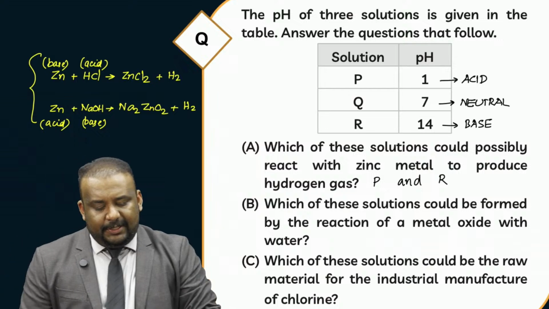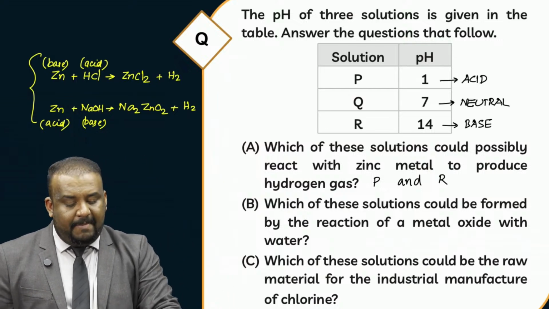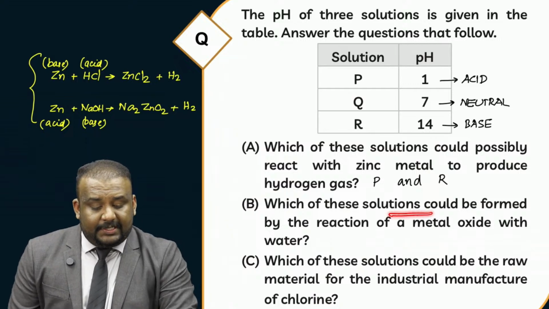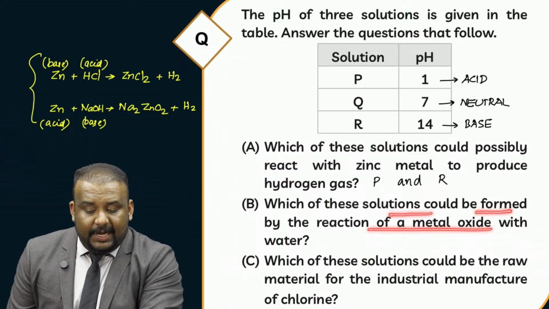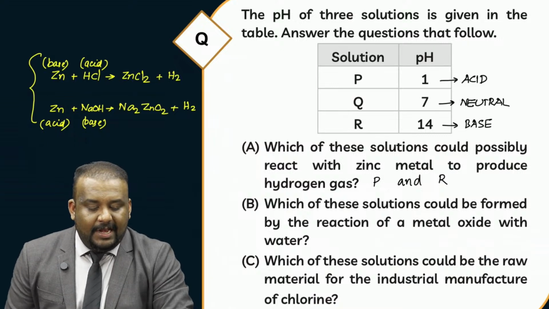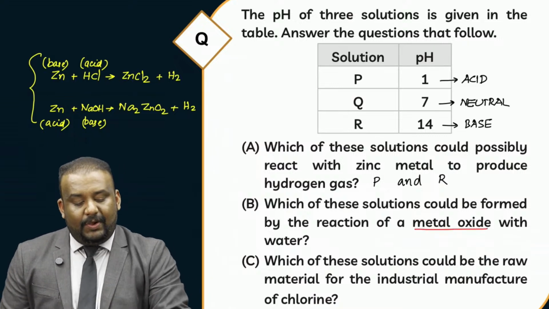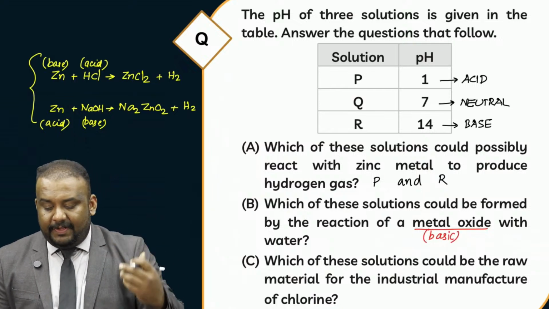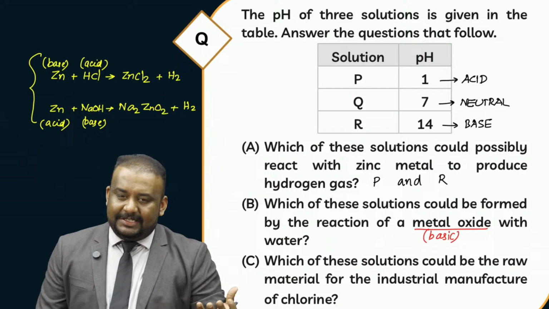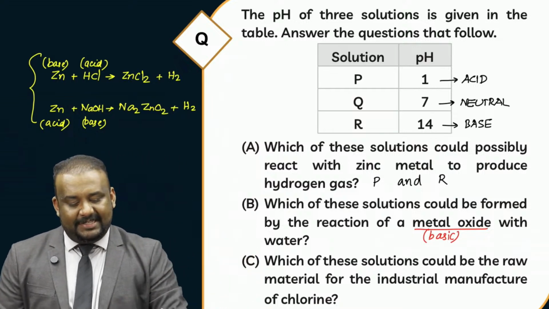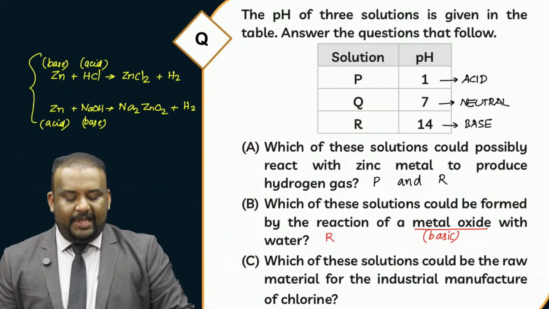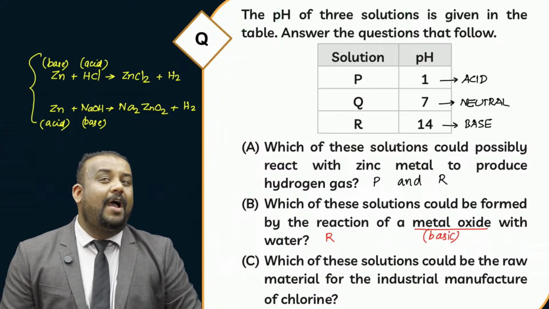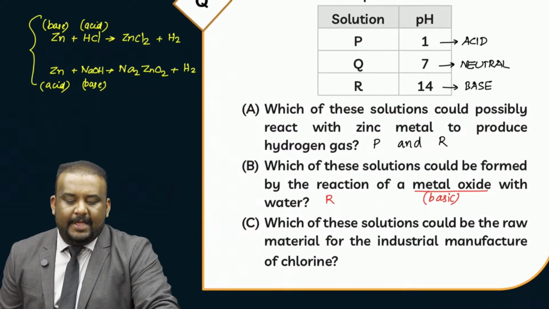Which of these solutions could be formed by the reaction of a metal oxide with water? The hint is there. Metal oxides are basic. So when they react with water, they will form bases. And what is the pH of a base? More than 7. So the solution that is probably going to form will be R. Clear?